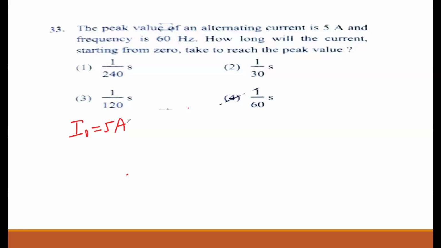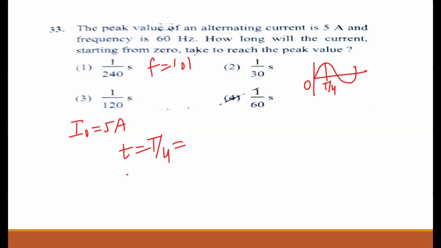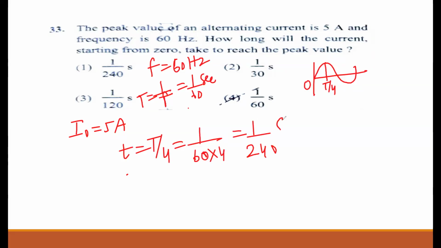If I take an AC wave, to reach the peak value it will take T by 4 seconds. So the time taken will be T by 4. Let us calculate that. The frequency is 60 hertz. The reciprocal of frequency is the time period, so that is 1 by 60 seconds. Now that is 1 by 60 into 4, so 1 by 240 seconds would be the answer here. Okay.